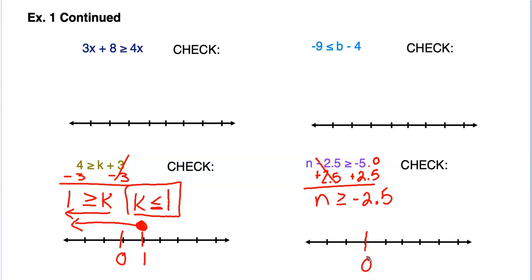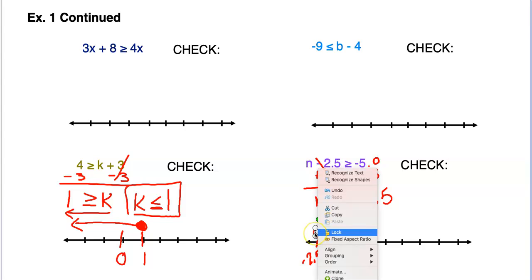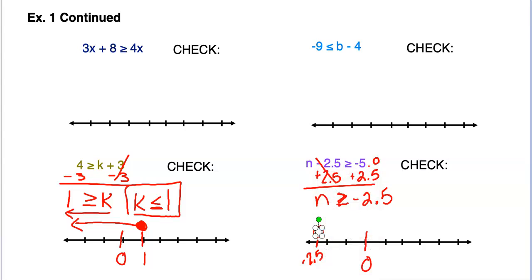If this is negative 2, negative 2.5 would be about right here. So we want to indicate that on the graph. And it says it's greater than or equal to negative 2.5. So I'm going to have to shade that in. That little line underneath our inequality tells us that we need to shade in right here. And it's anything larger than or equal to that amount, so it's going to go to the right.